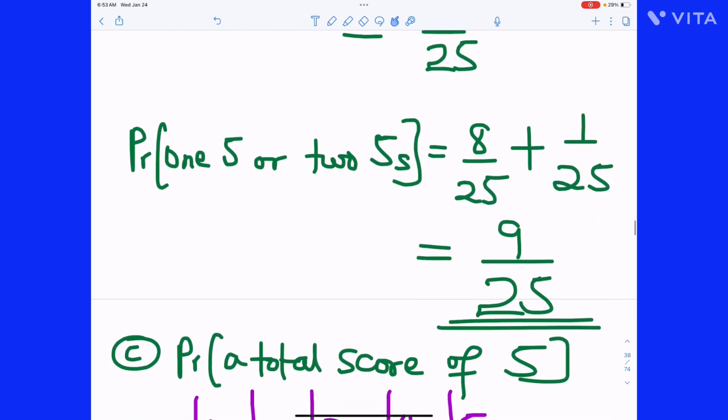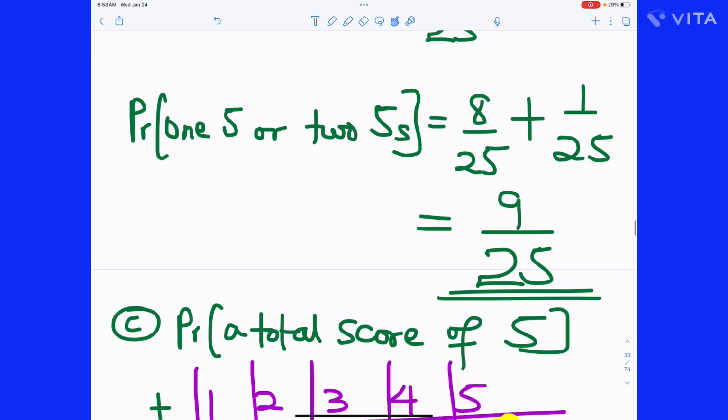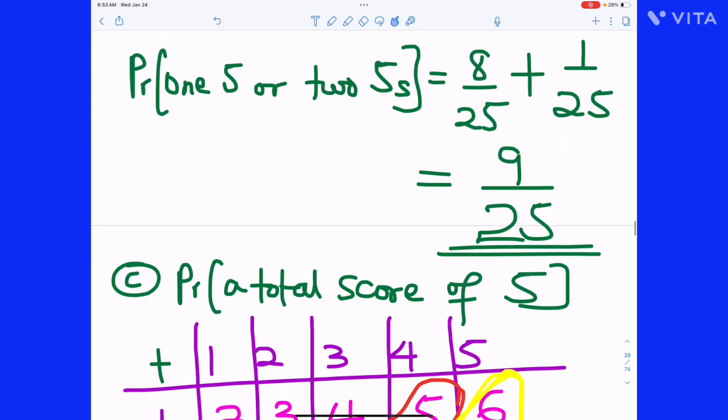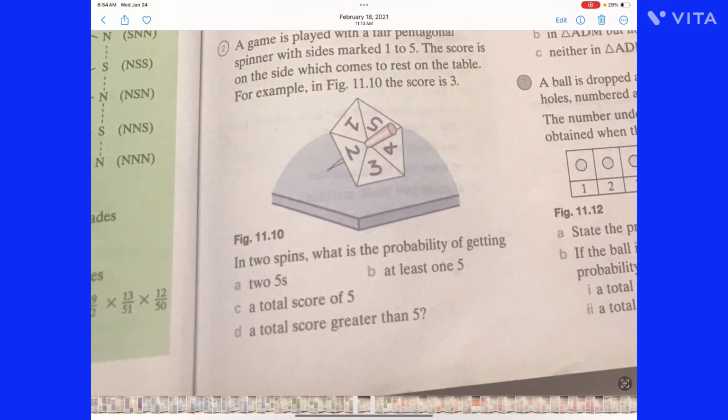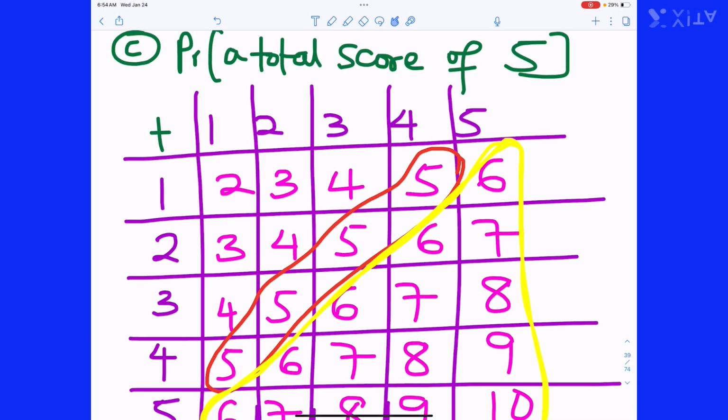So put together now, the probability of getting at least one 5, which is the same thing as one 5 or two 5s, will now be the sum of the probability of getting one 5 and the probability of getting two 5s. So you add, you get 9 over 25. Question C says you should find the probability of getting a total score of 5.